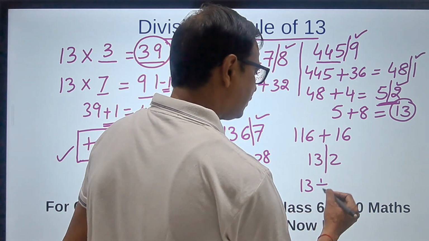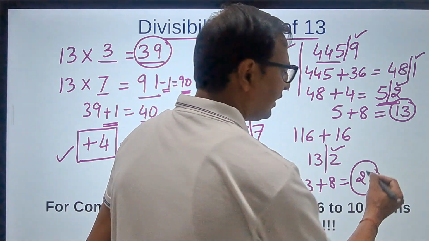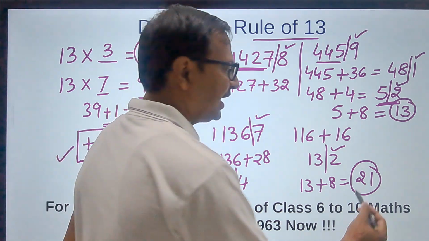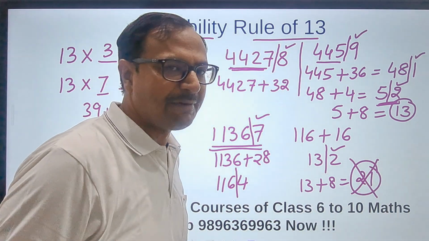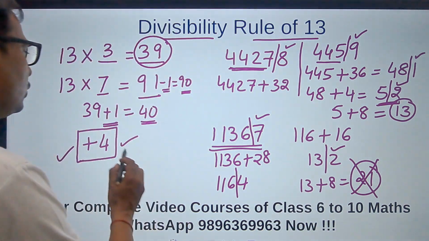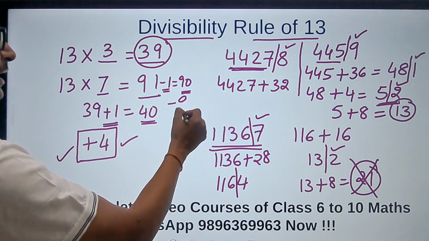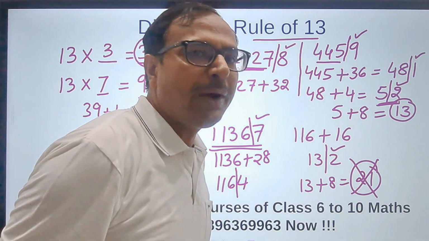13 plus 4 times 2 is 8. That is 21. And look at 21. It is not divisible by 13, right? And if this is not divisible by 13, the whole number 11367 is not divisible by 13. See, there are two osculators, -9 and +4. I have used the smaller one because that is easier to handle.